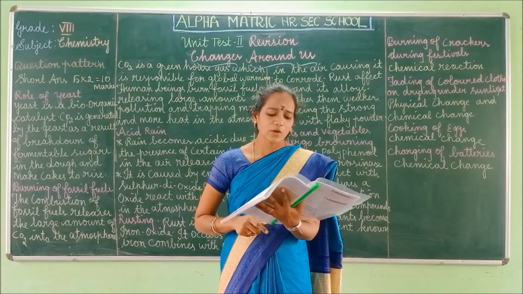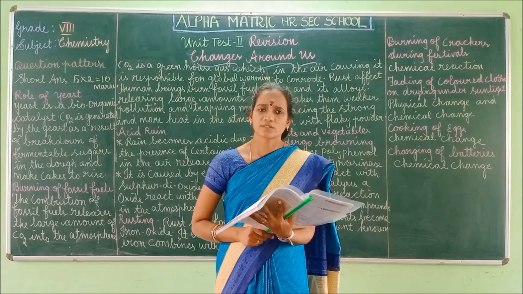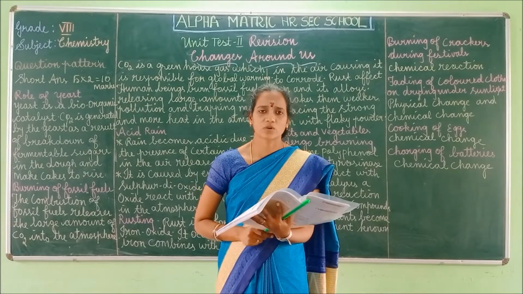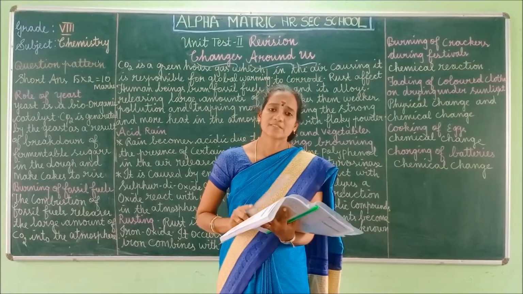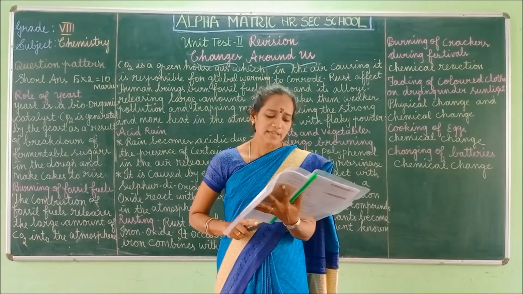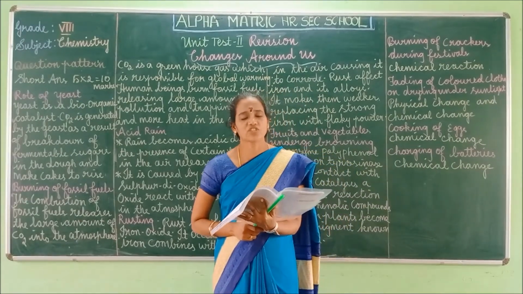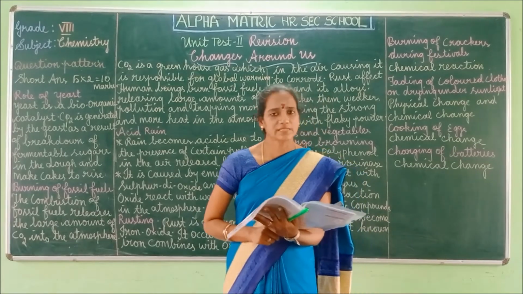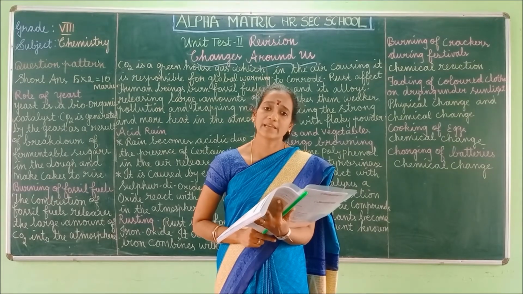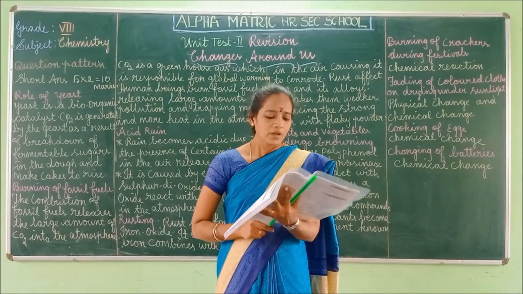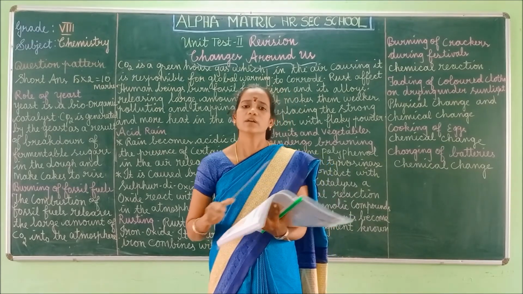Next, fading of colored clothes on drying under sunlight. Sunlight, photosynthesis, you know very well, it is nothing but a chemical process only, isn't it? So this activity is due to chemical change as well as physical change also. What's the answer for fading of colored clothes on drying under sunlight? Both answers you have to mention. One is a chemical change, another is a physical change. Next, cooking of eggs. Cooking of eggs is a chemical reaction only. Next, charging of batteries. Charging of batteries is also a chemical change.